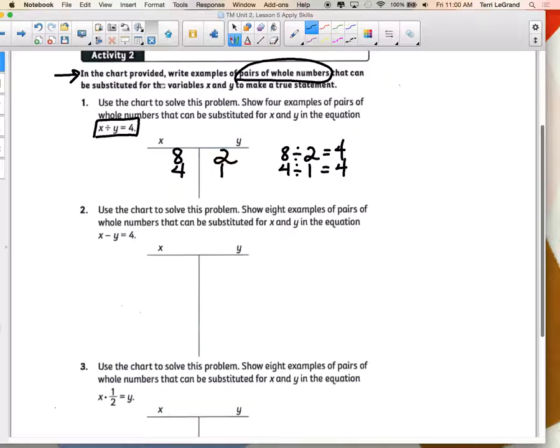Another pair of whole numbers that would work. Are there any more? They want 4 of them. Come on, we gotta come up with a couple more, don't we? Joanne?